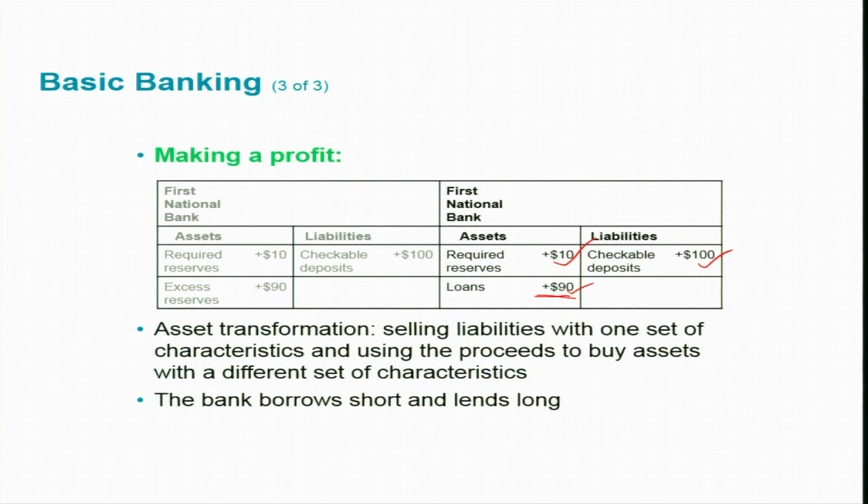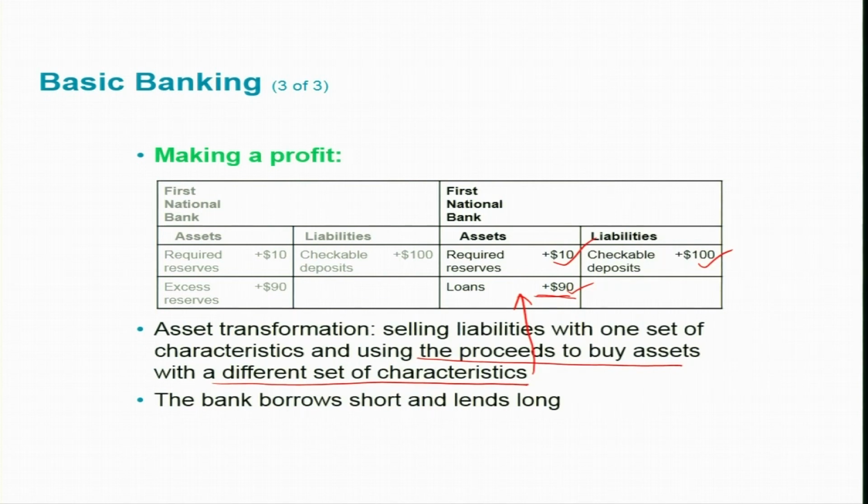Now this one, using these proceeds they buy assets with a different set of characteristics. This is nothing but loans. They are actually buying assets, that means they are giving loans. So this process is actually called asset transformation, and in this process banks make profit.